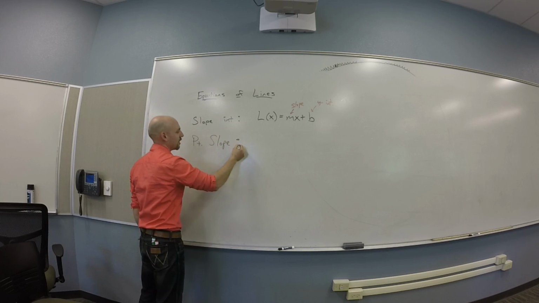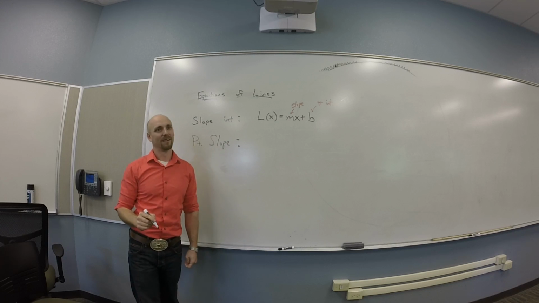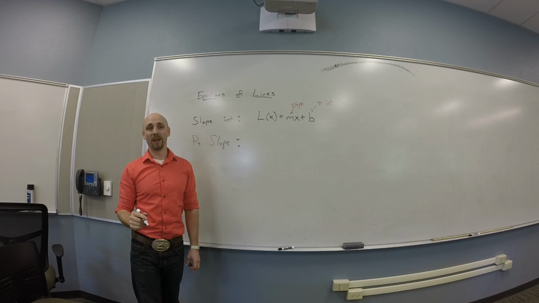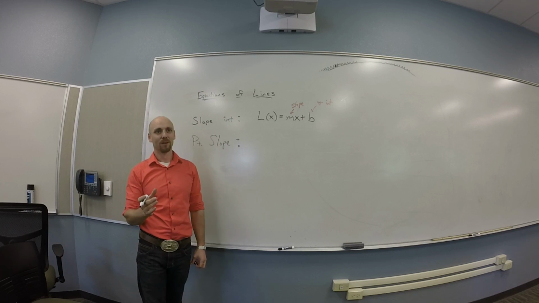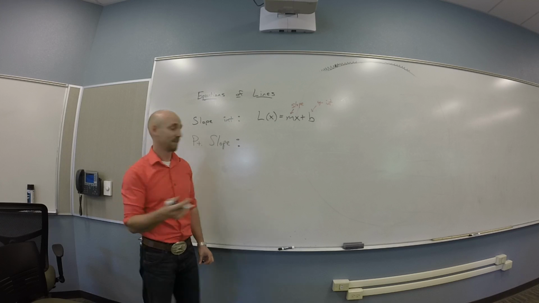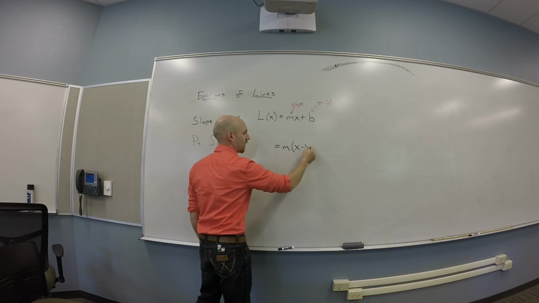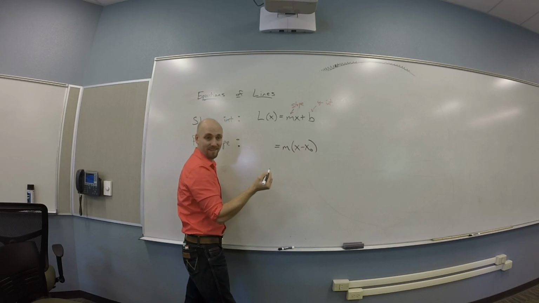Anybody remember point slope? Yeah. So that's 2 points. The one with the slope written out explicitly as rise over run is the 2-point form. Okay. But what's point slope? This one has the slope in it, right?